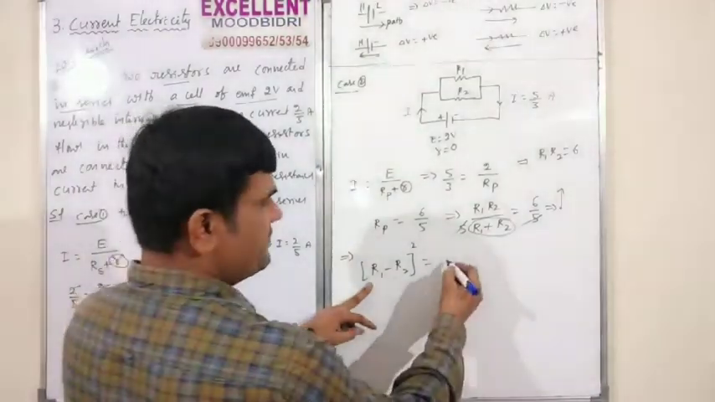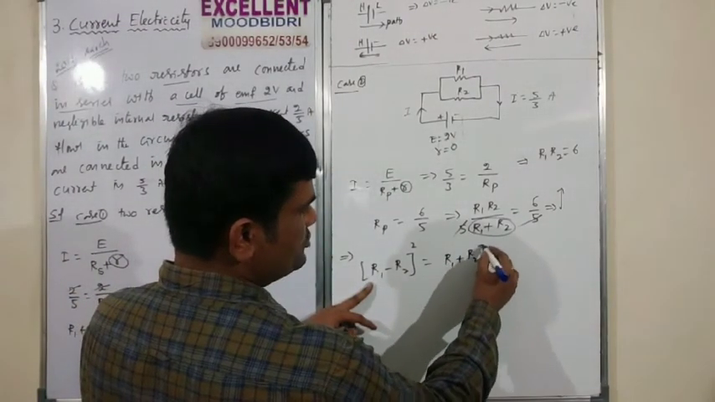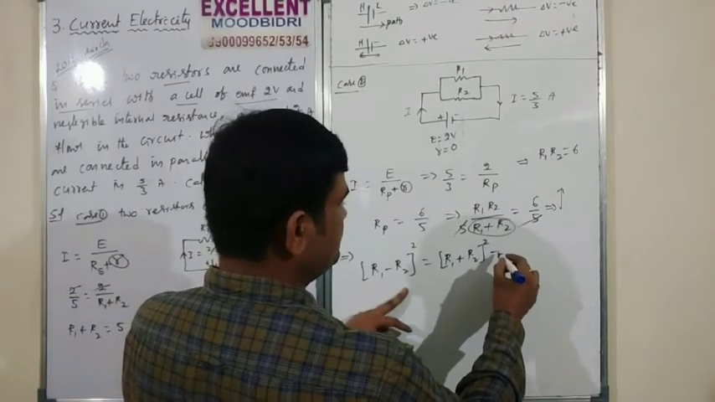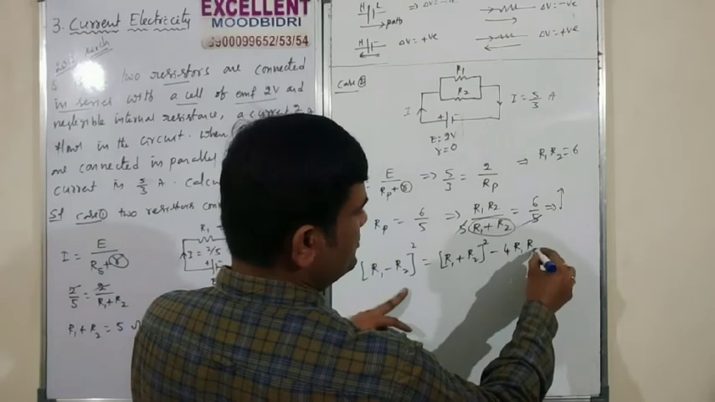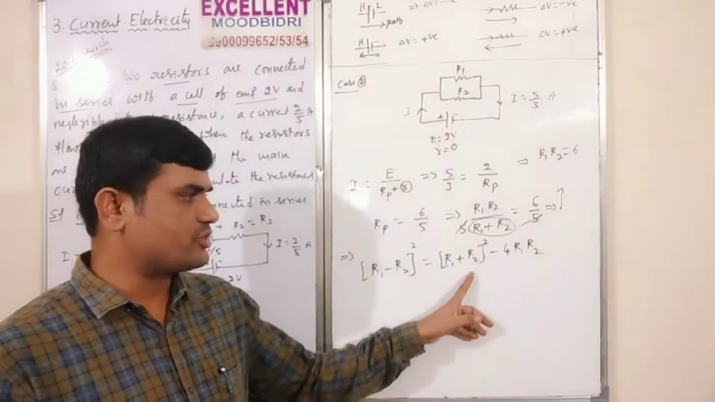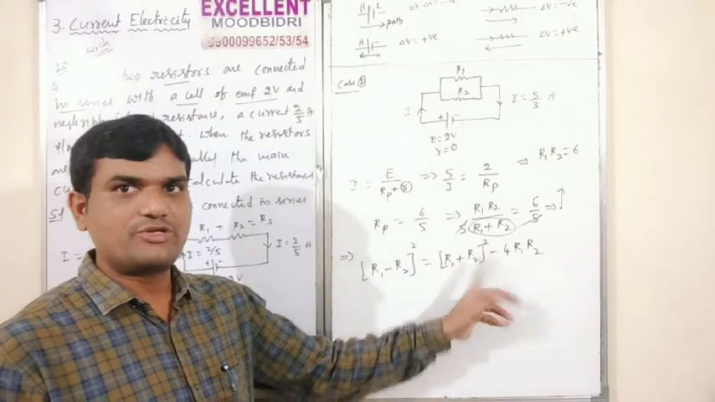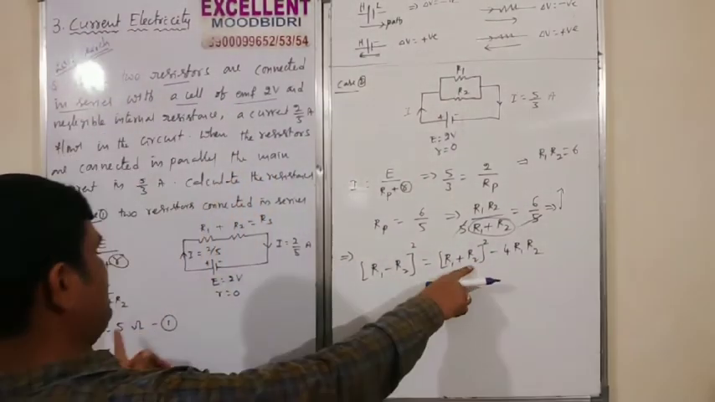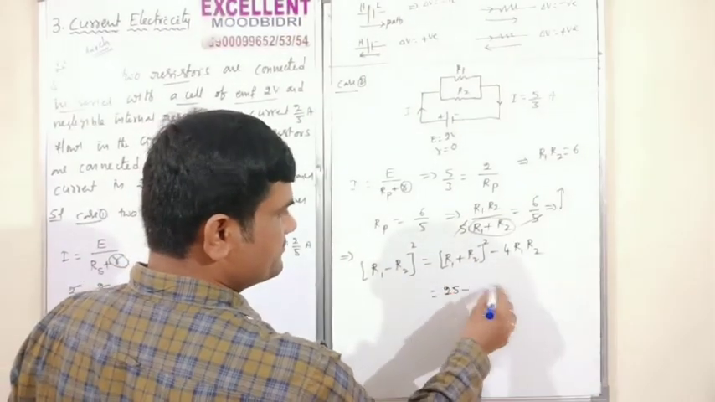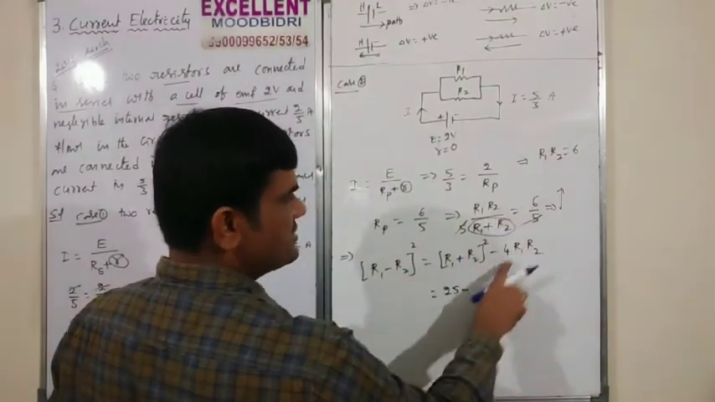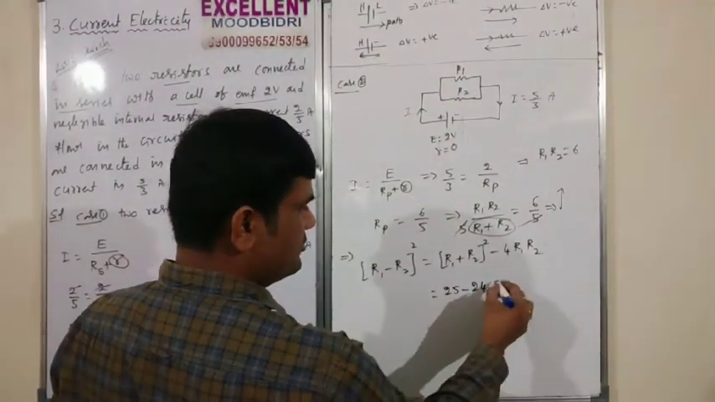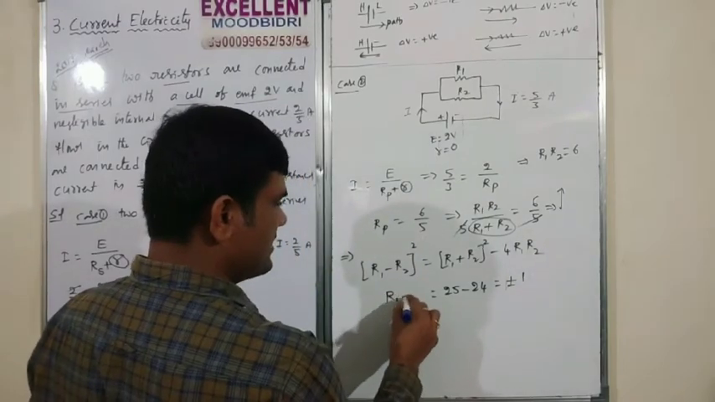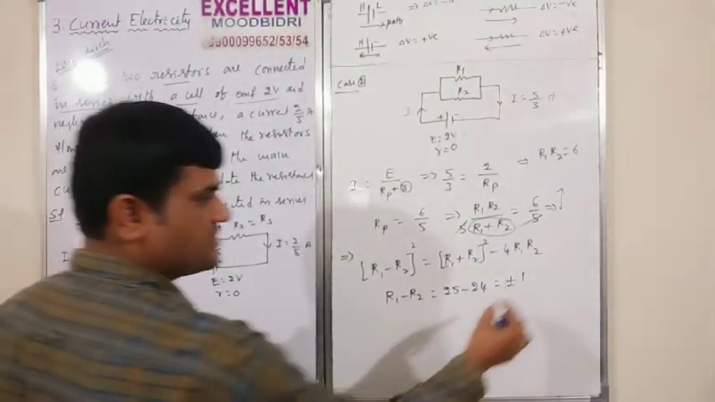So I will write R1 minus R2 whole square is equal to R1 plus R2 whole square minus 4 R1 R2. A plus B whole square is A square plus B square plus 2AB, minus 4AB. The 2AB gets cancelled, minus 2AB will come. Then R1 plus R2 value is 5 only, so 5 square means 25, minus 4 times R1 R2 value 6, 4 sixes are 24. That is equal to 1. So R1 minus R2 is plus or minus 1 ohm. I got equation number 2.